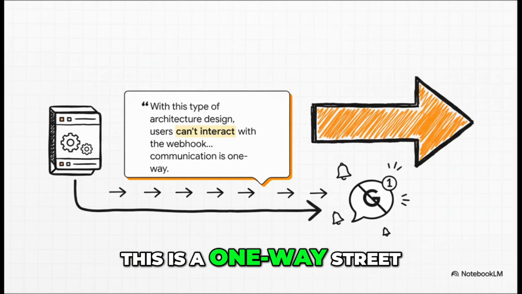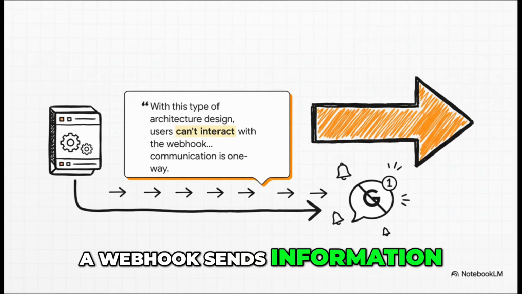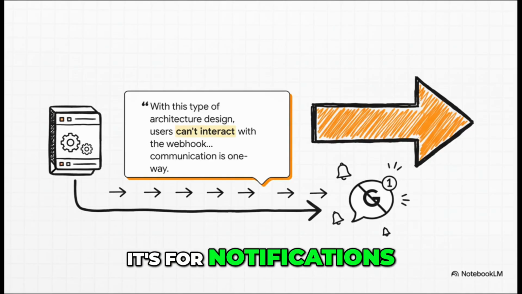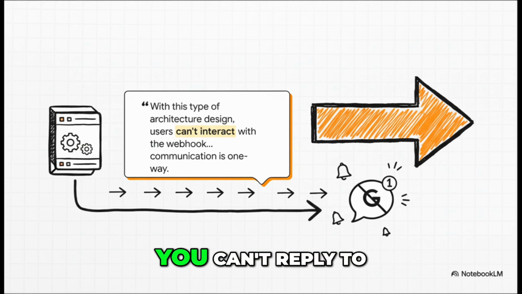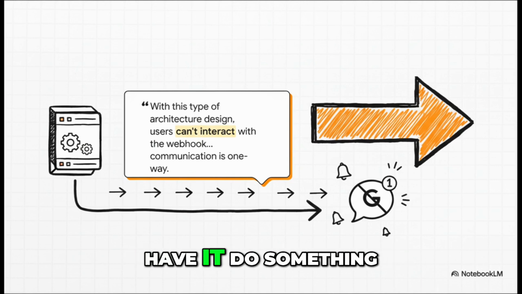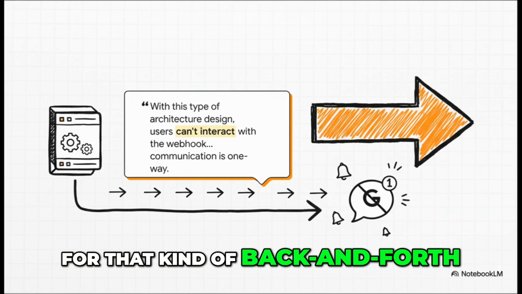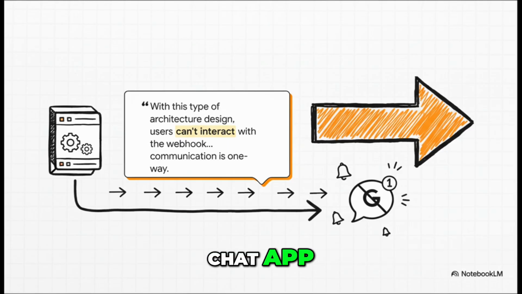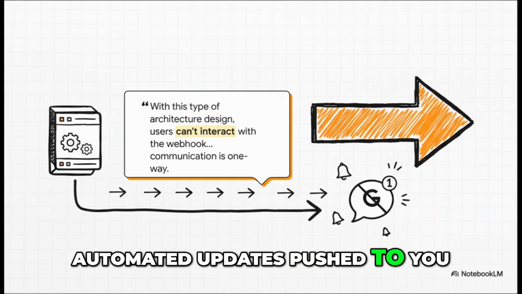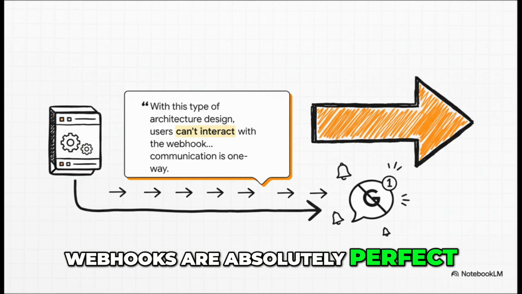This is a one-way street. A webhook sends information into Google Chat. It's for notifications, not for conversations. You can't reply to a webhook message and have it do something. For that kind of back and forth, you'd need a full-blown chat app. But for just getting automated updates pushed to you, webhooks are absolutely perfect.